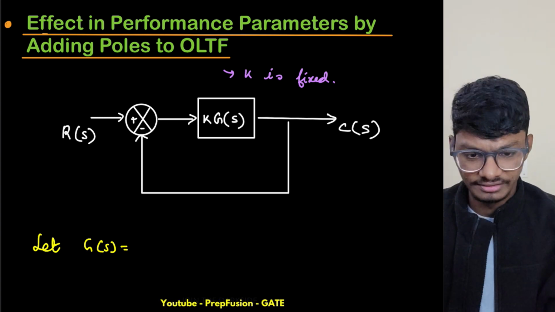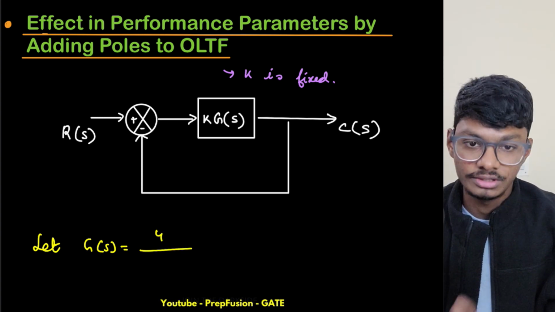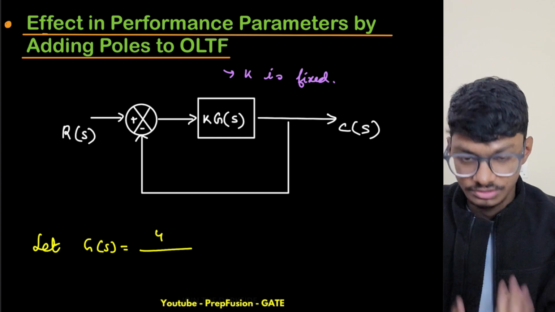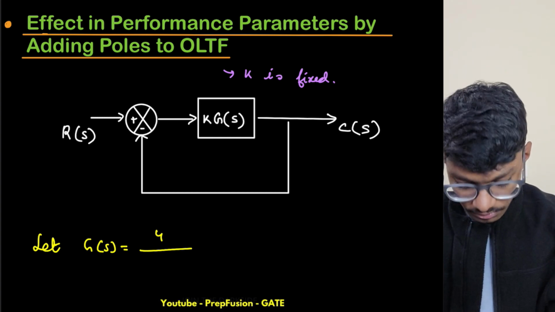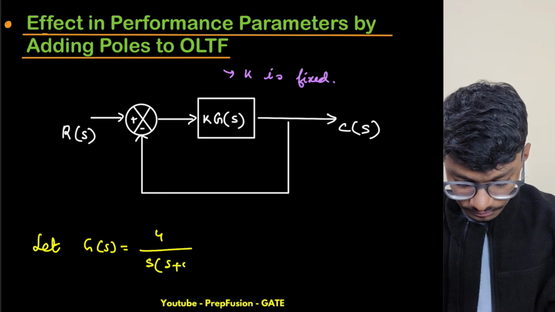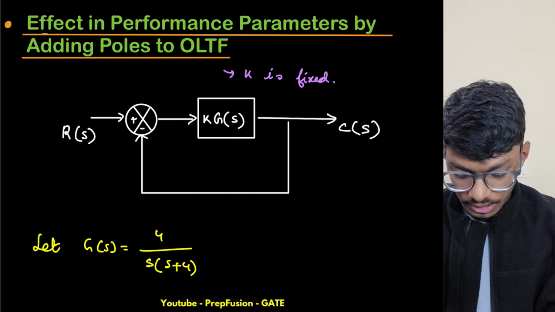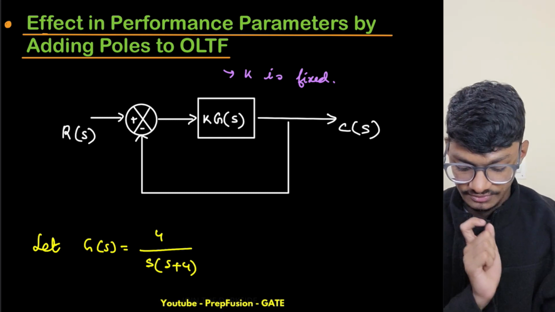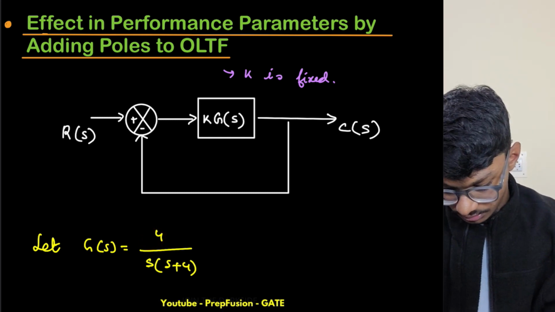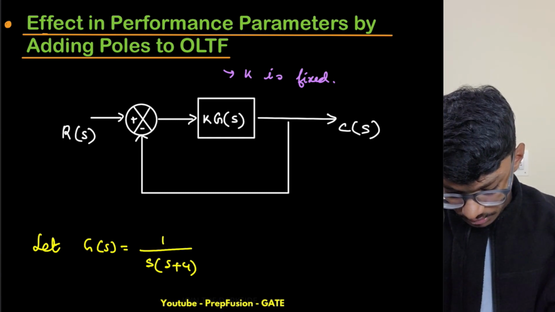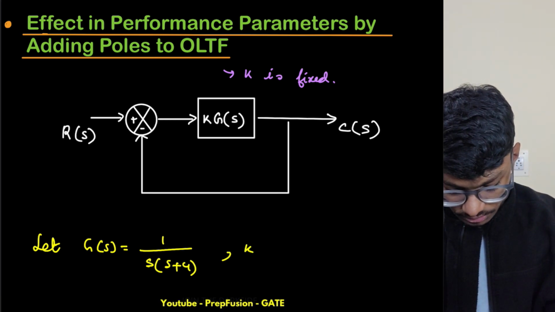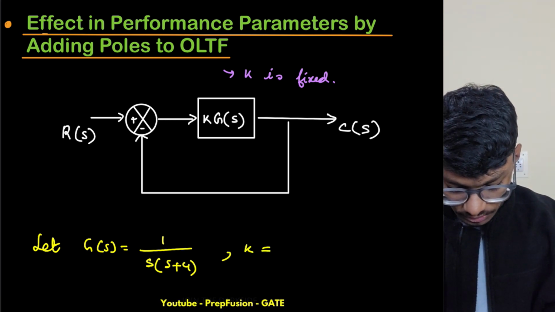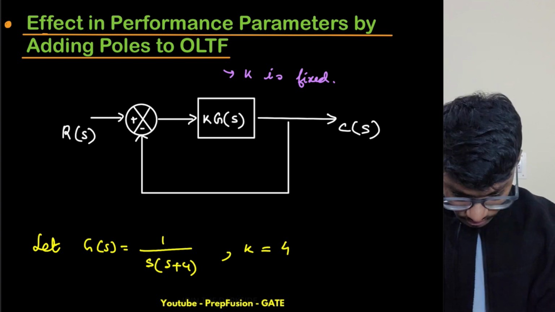So let G of s be a simple second order OLTF, so that we can compare the time domain parameters. Without second order, the concept of damping won't come. G of s equals k upon s times s plus 4. Now in this case our k is 4. The k is fixed, k is 4, so that we can compare after adding the poles.